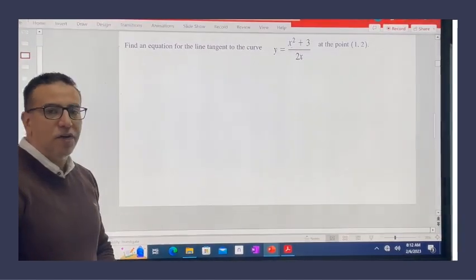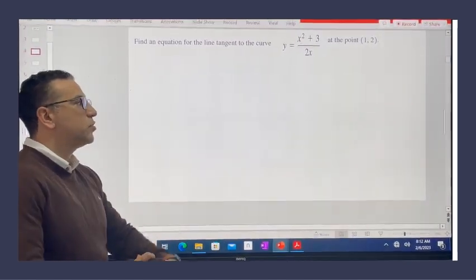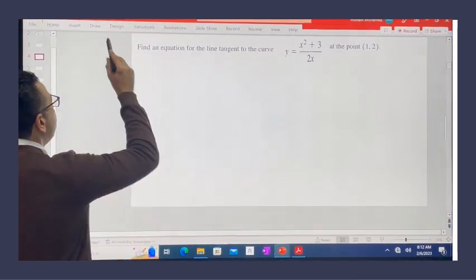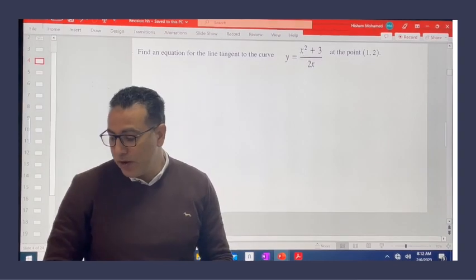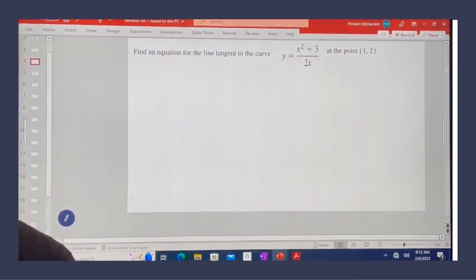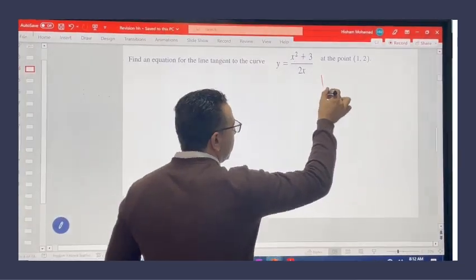Find an equation of the line tangent to a curve. Find an equation of a line tangent to the curve y is equal to x squared plus 3 divided by 2x. Something very important you should know about forming the equation of any straight line is that y is equal to mx plus b.